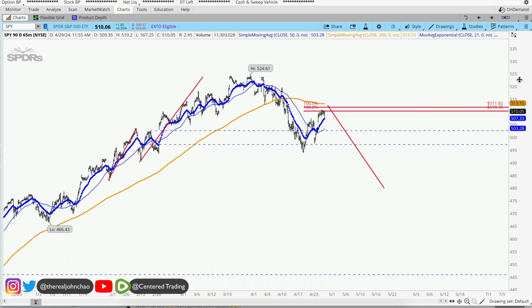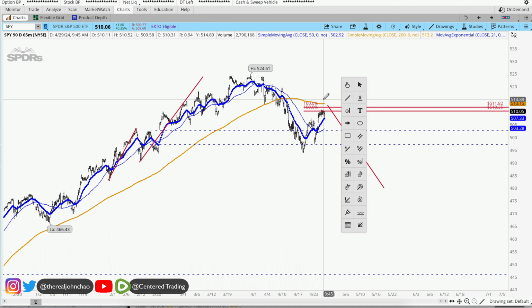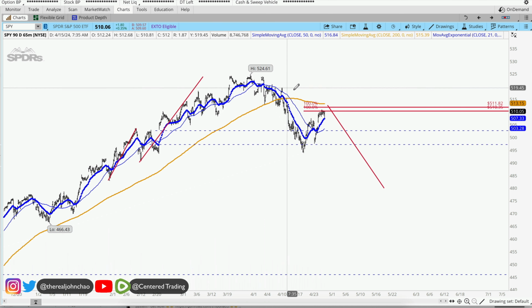Got to be patient with this chart. If there's no trigger here to short, do not short this chart because price could easily push up above and we could resume this bull market. But right now, we do have a decision to be made right here at this juncture.